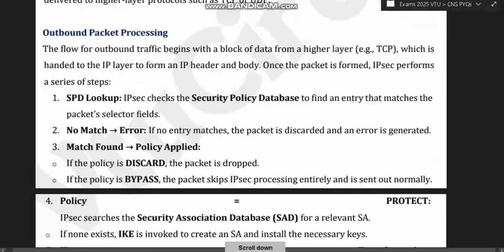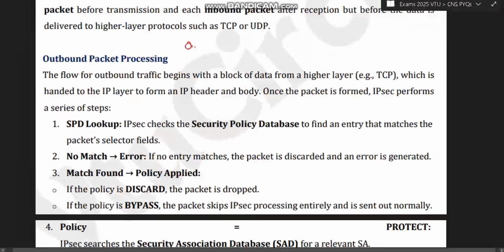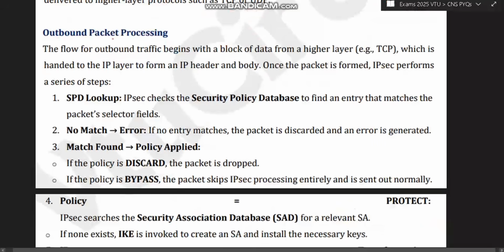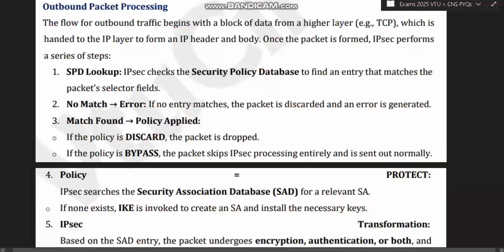So we will have to discuss both outbound and inbound. Each of them has its own diagram and points. Let's have a look at how outbound packet processing works. Outbound means the data is being sent from IP security to somewhere else. So firstly it is made secure, then only it is sent. The flow of outbound traffic begins with a block of data from a higher level like TCP, which is handed to the IP layer to form an IP header and body.